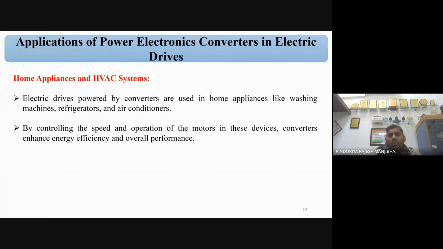Eighth application, home appliances and HVAC systems. Electric drives powered by converters are used in home appliances like the washing machine, refrigerator, and air conditioner. By controlling the speed and operation of the motor in these devices, converters enhance the efficiency and overall performance. So we can use the domestic application, otherwise the home appliances, to control our power, to control our devices. So we can use the power electronics converter.